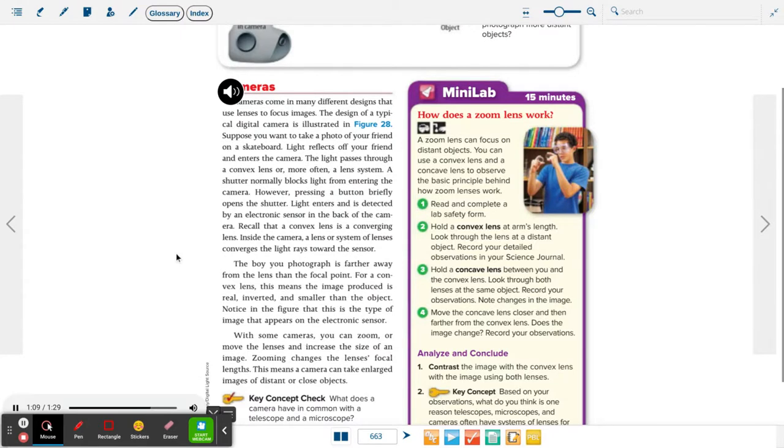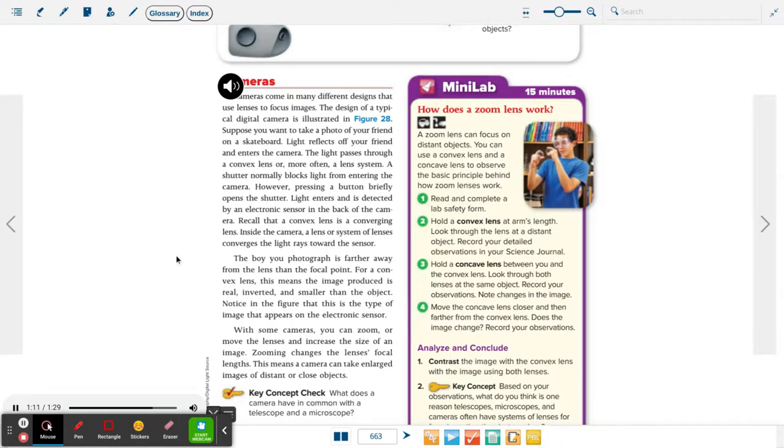With some cameras, you can zoom or move the lenses and increase the size of an image. Zooming changes the lens's focal lengths. This means a camera can take enlarged images of distant or close objects. Key concept check. What does a camera have in common with a telescope and a microscope?